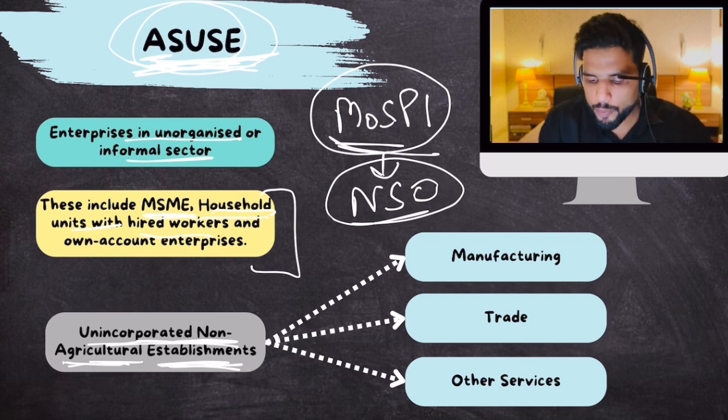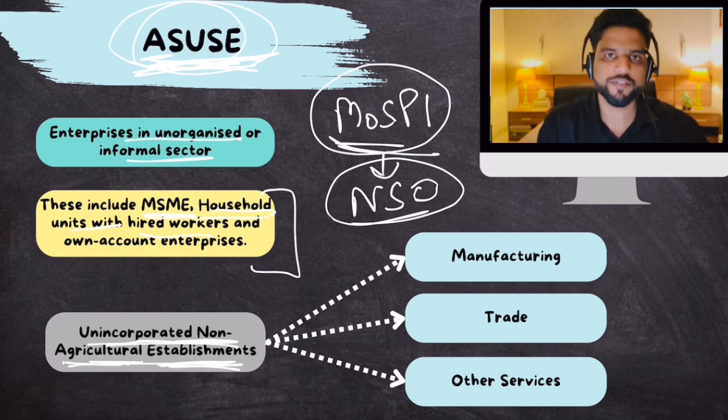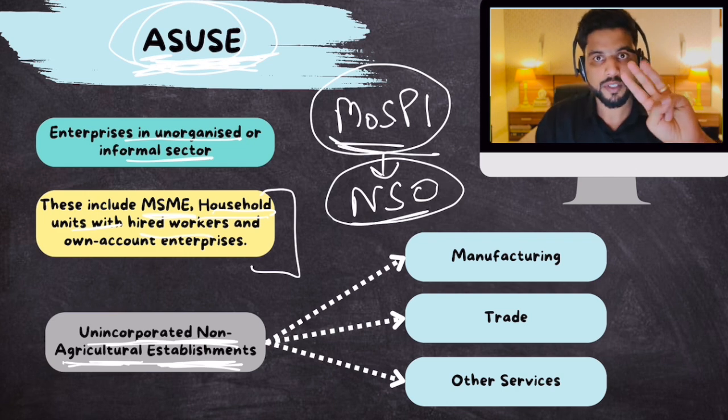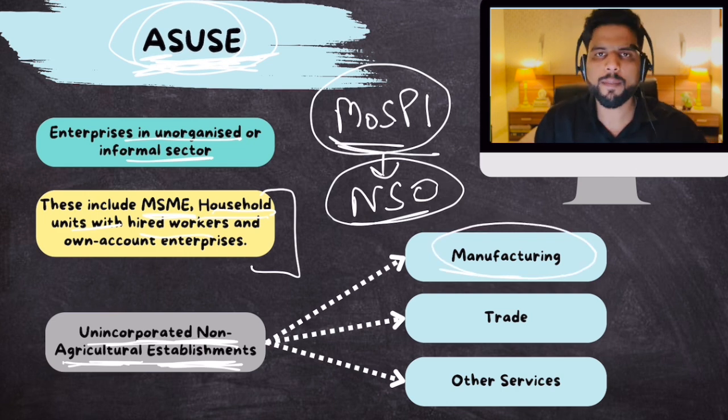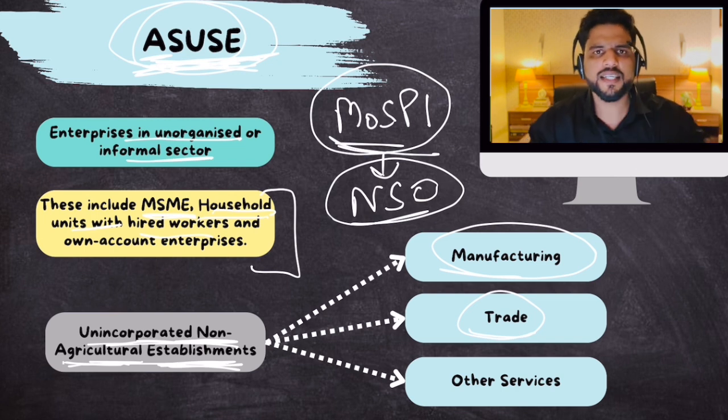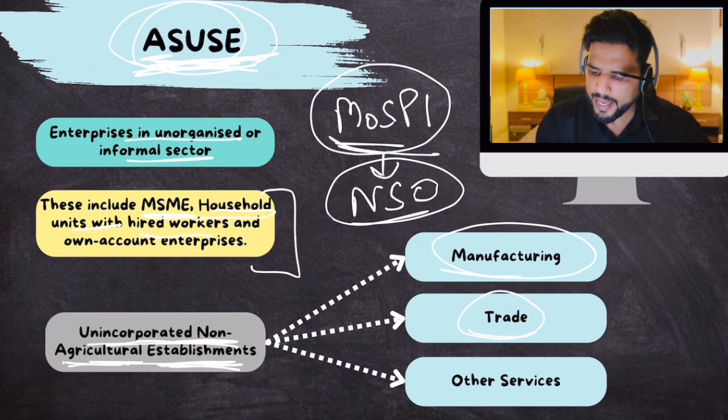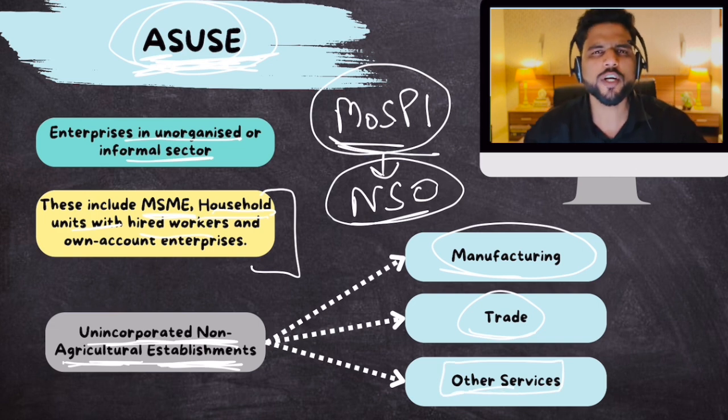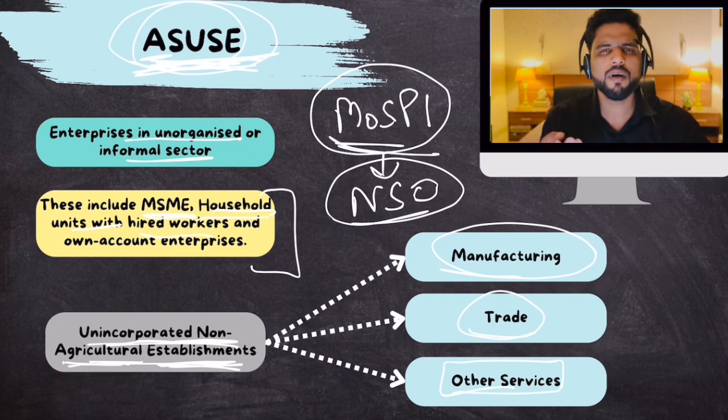Now, these unincorporated non-agricultural establishments can be of three types. Number one is manufacturing, so they manufacture any good. Then trade, they buy a particular good and sell it. These include your local kirana shops, mom and pop stores in the households. And then other services. For example, cobblers, weavers, tailors. So very small people, very small cobblers who have their own cobbler shop in their own homes.